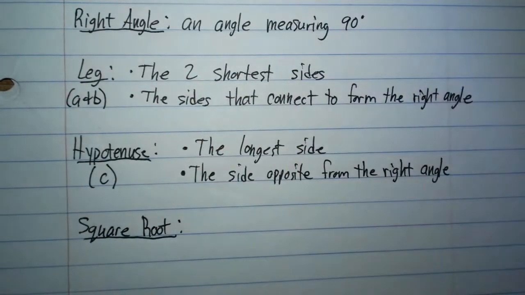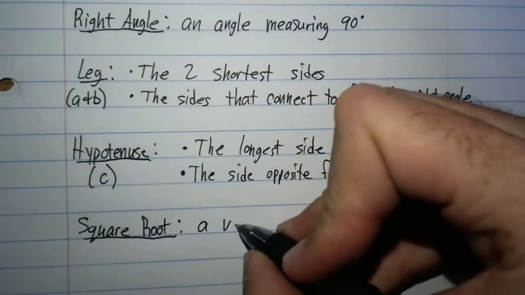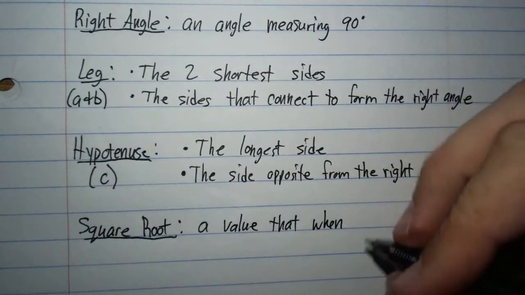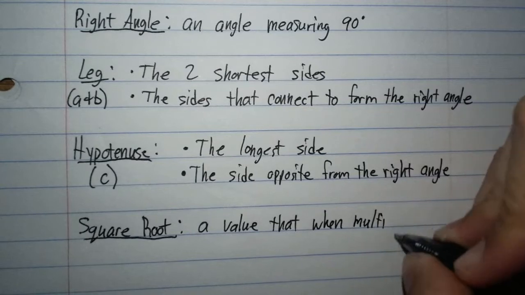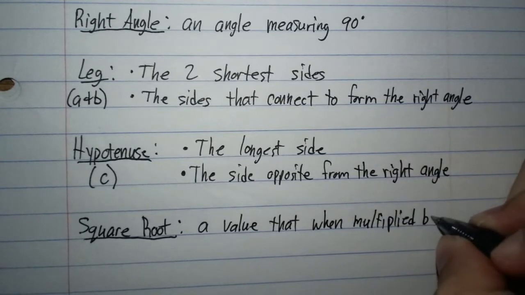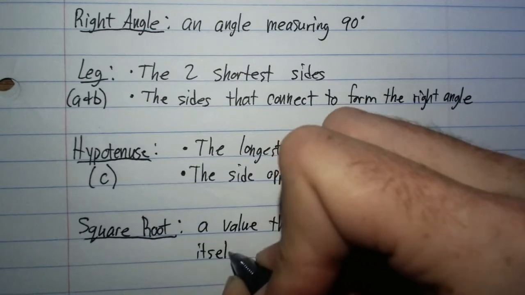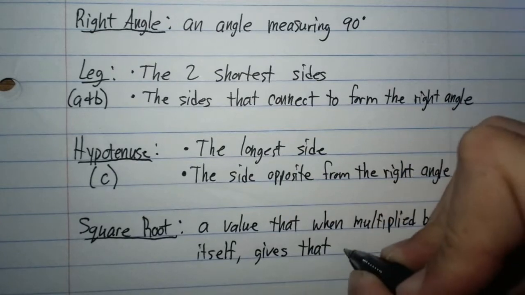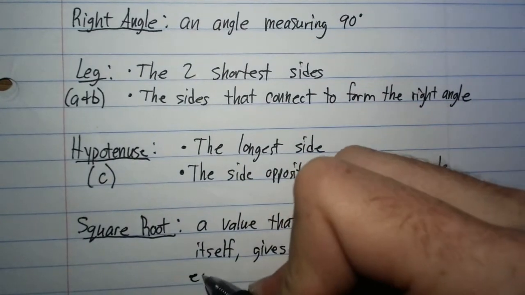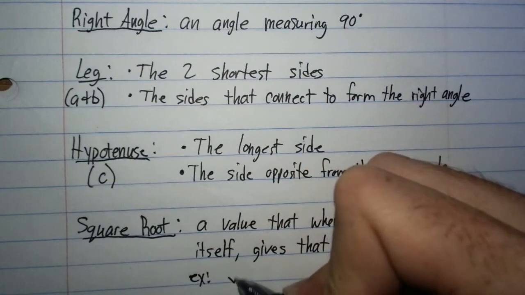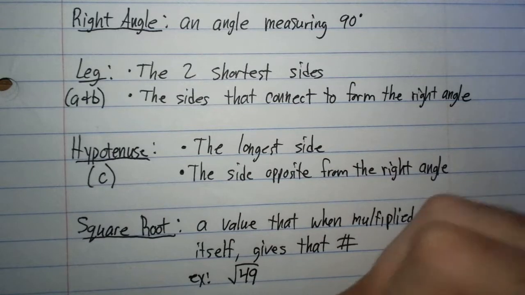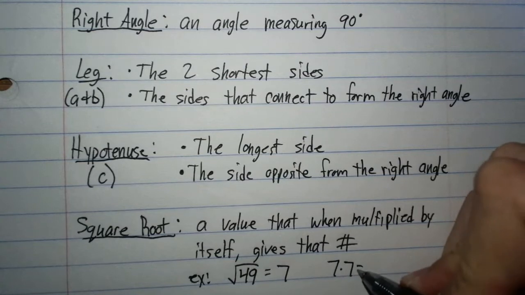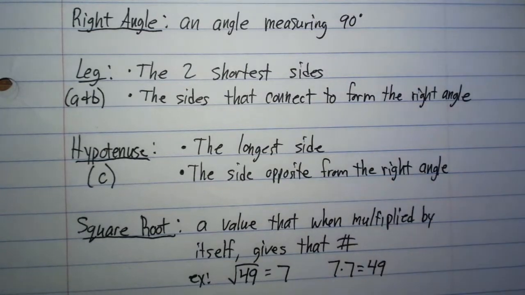A square root is a value that, when multiplied by itself, gives that value or that number. For example, if you want to know the square root of 49, you say what times itself gives you 49? It would be 7, because 7 times 7 is 49.